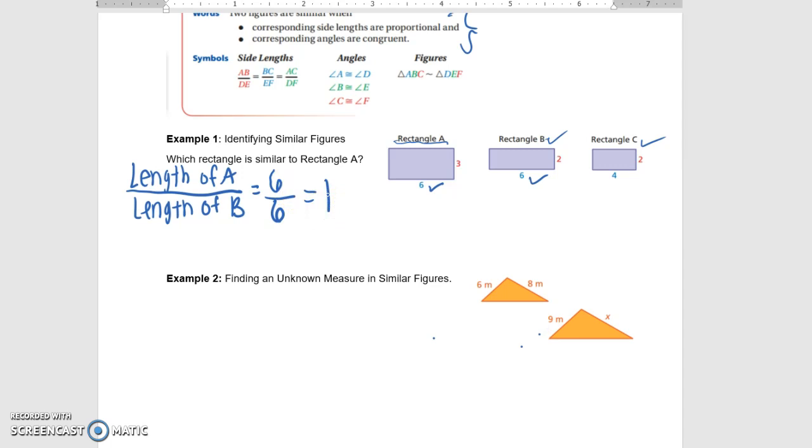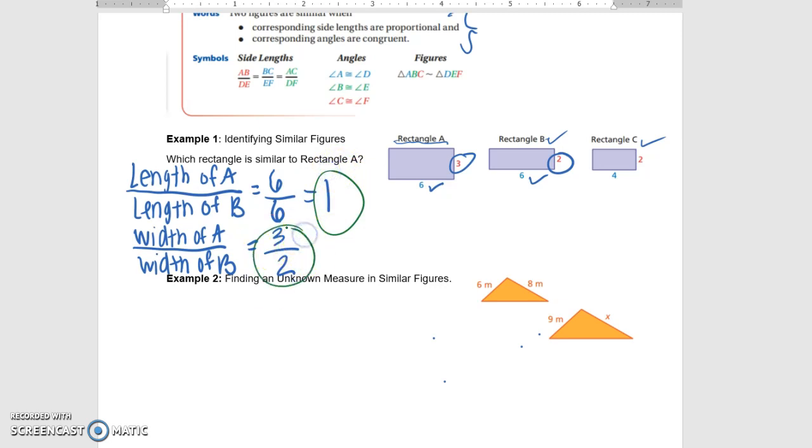After I compare the length, I'm also going to compare the width. So we have the width of A over the width of B. So the width of A is 3. The width of B is 2. Okay, so now we can compare our length and our width. If the shapes were similar, these proportions would be exactly the same. You have to have the same proportion in your length and in your width. So we know right off the bat, rectangle B is not proportional to rectangle A. So we can basically say that rectangle C and A are proportional, but let's just double check.